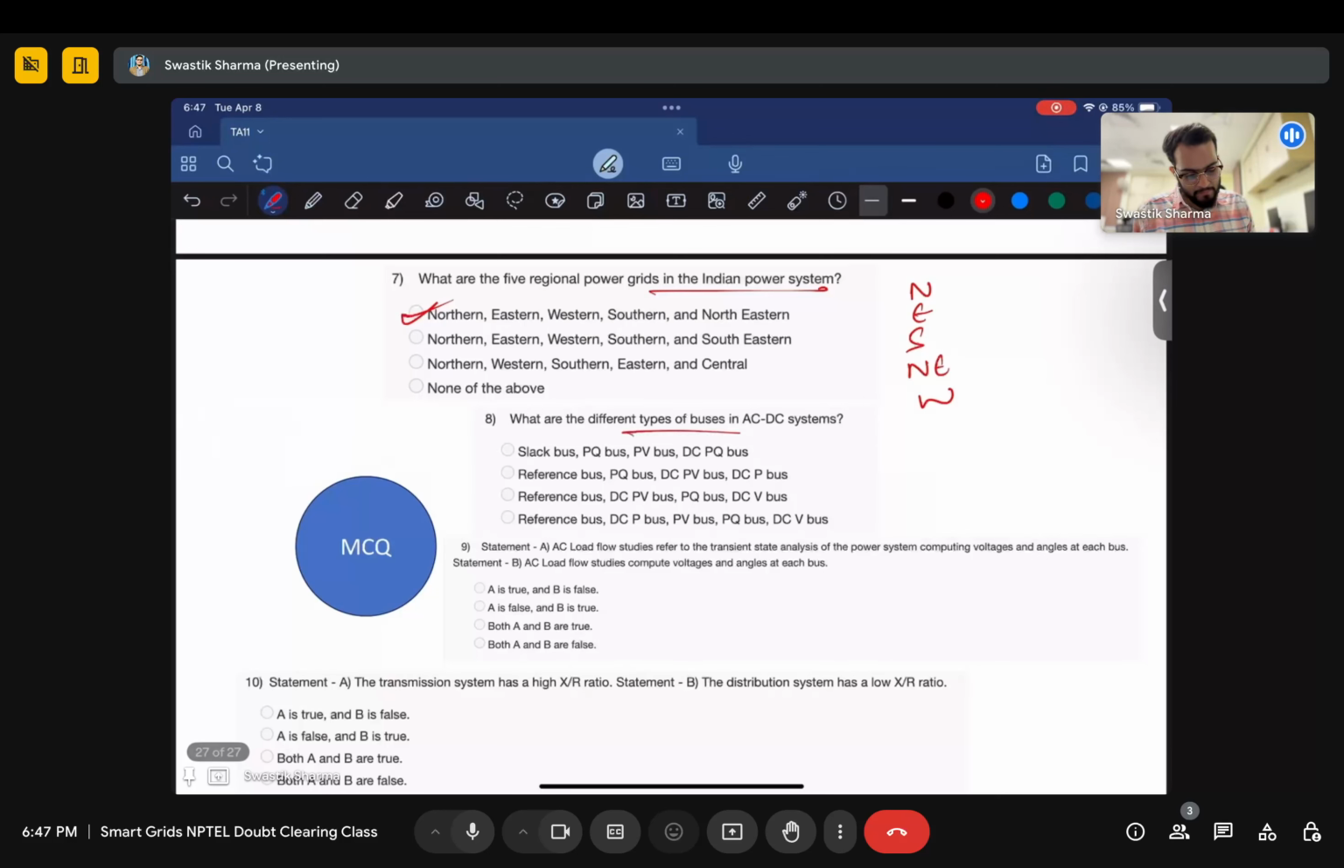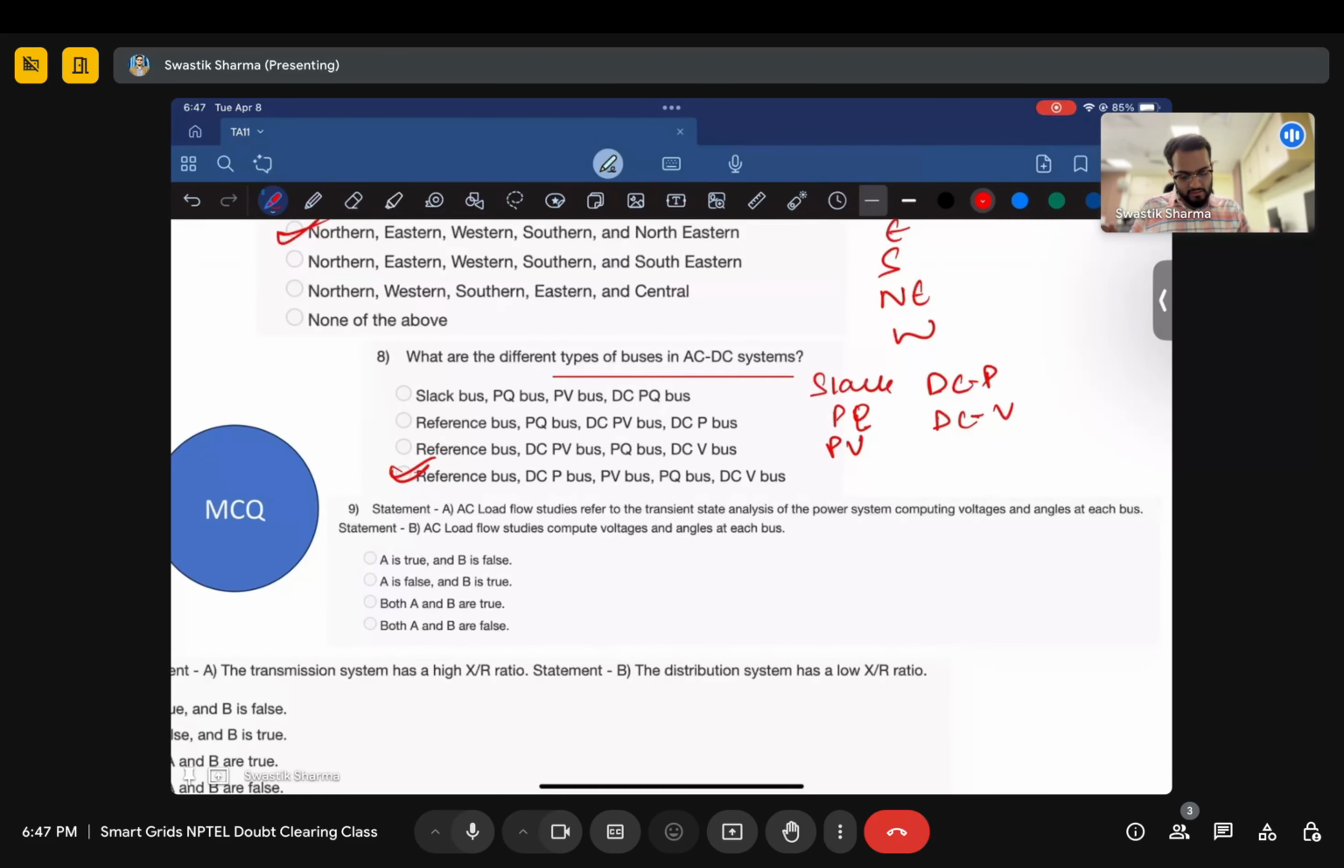Next, what are the different types of buses in AC/DC system? So we have talked about it in depth, right? So you have slack, you have PQ, you have PV, you have P, and you have V. So it's essentially if you write DCP and DCV. So the correct answer is this one. So you have slack or reference, you have DCP bus, you have PV bus, you have PQ bus, and you have DCV bus.